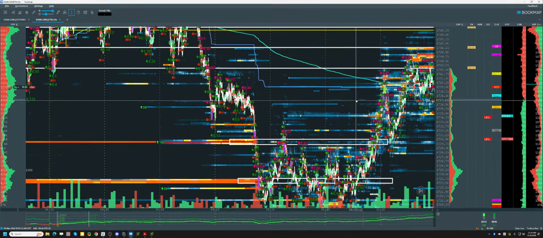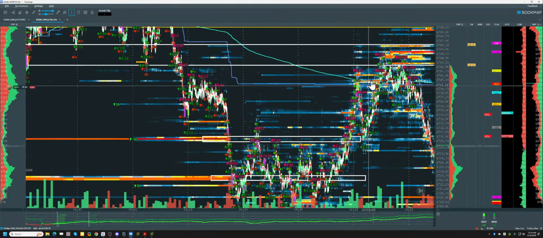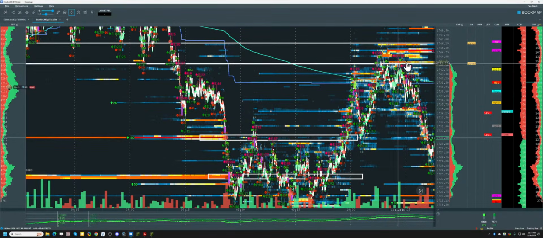Now, I was still taking trades up here. I've got to try to show you where. I think I took this. See this? Variable high volume node, outside edge.